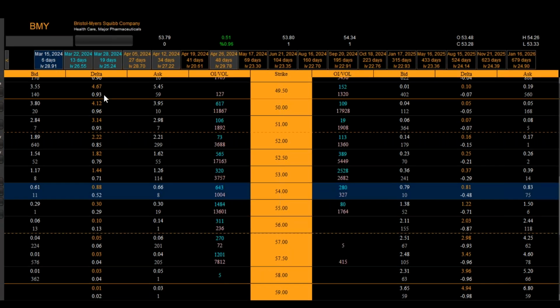Same information, but what I put in here is everything else is the same, but over here is what's called OI and volume. This is open interest and the volume. Open interest is how many option contracts were outstanding at the beginning of the day. So in this particular case, there were 11,867 call options outstanding at $50, $50 calls for this particular date on Bristol Myers.